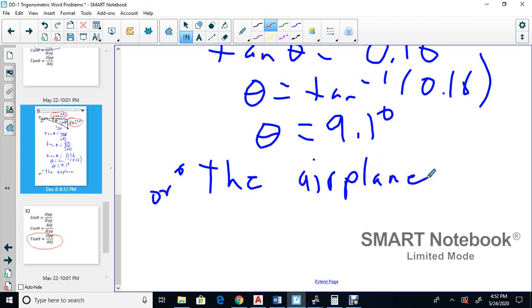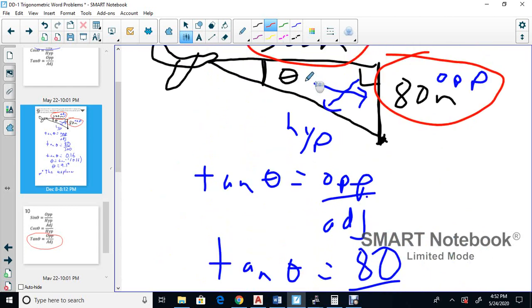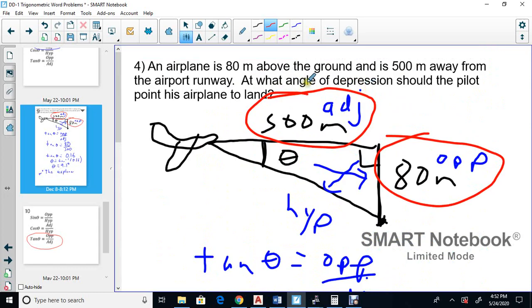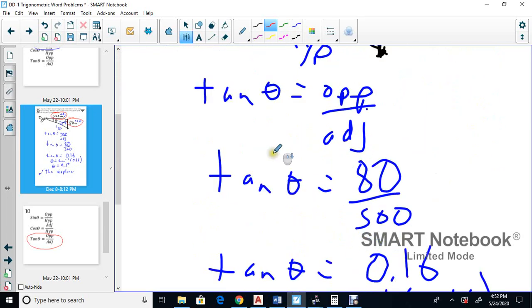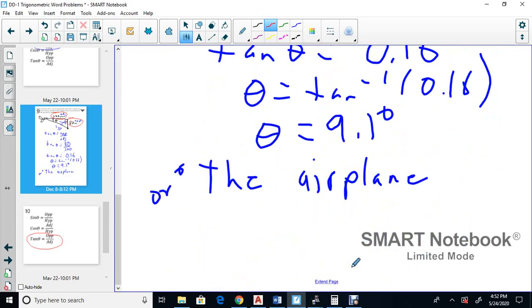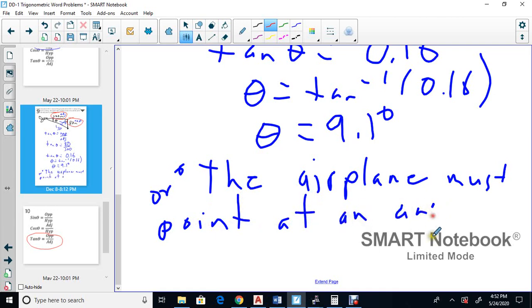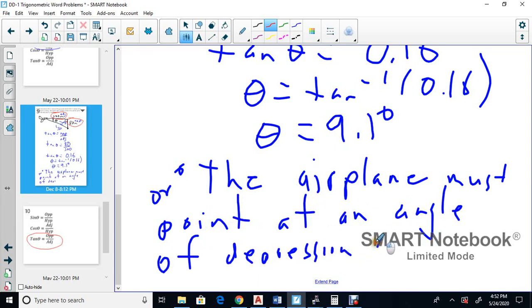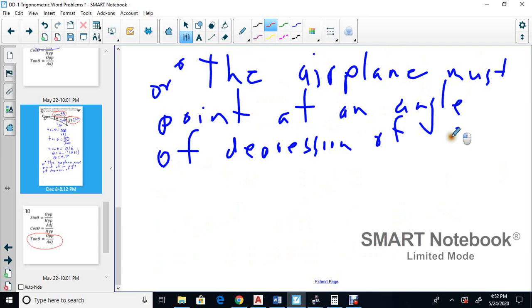Let's make sure I answer this correctly. We'll just read the sentence. Therefore, the airplane must point at an angle of depression of 58.0 degrees.